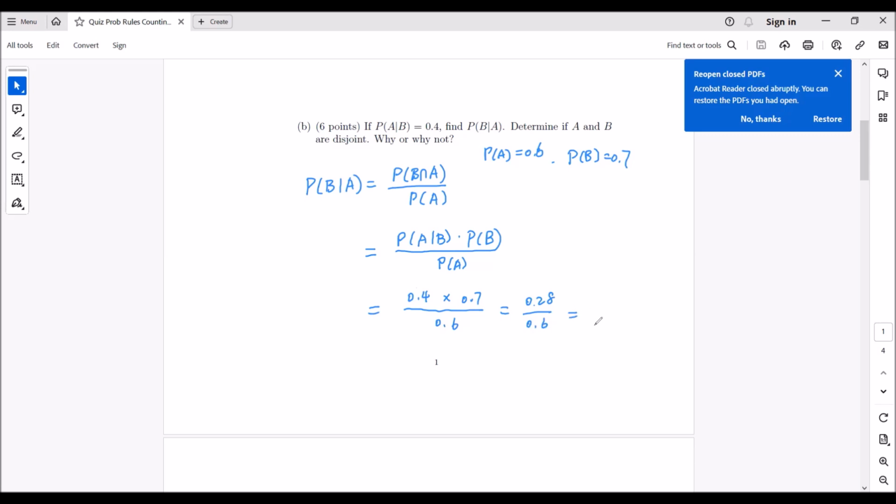I think you can multiply by 100 and get rid of the decimals, and get 28 over 60, which is 7 out of 15. Okay, so that's how to find a conditional probability knowing the other conditional probability. Okay, so let's move on to the next one.